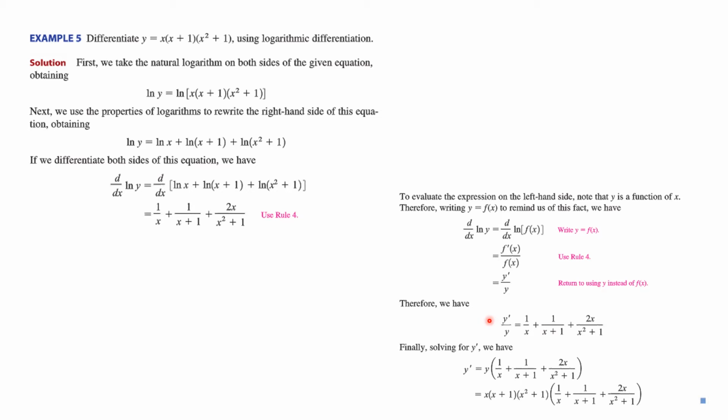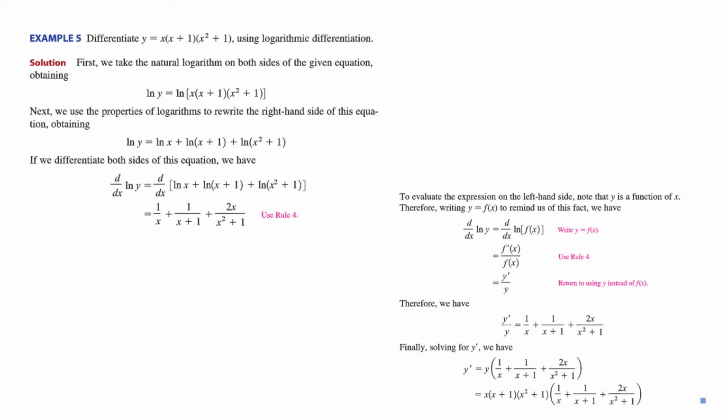Now the problem was asking us to find y prime. So what we're going to do is multiply both sides of this equation by y. And so we'll have y prime equals y times all of this business. But y, we knew from the beginning of the problem, was this. And so we write what y is, and this is what y prime is. Most of the time I was talking, this can actually be done very quickly and is a very powerful form of differentiation.